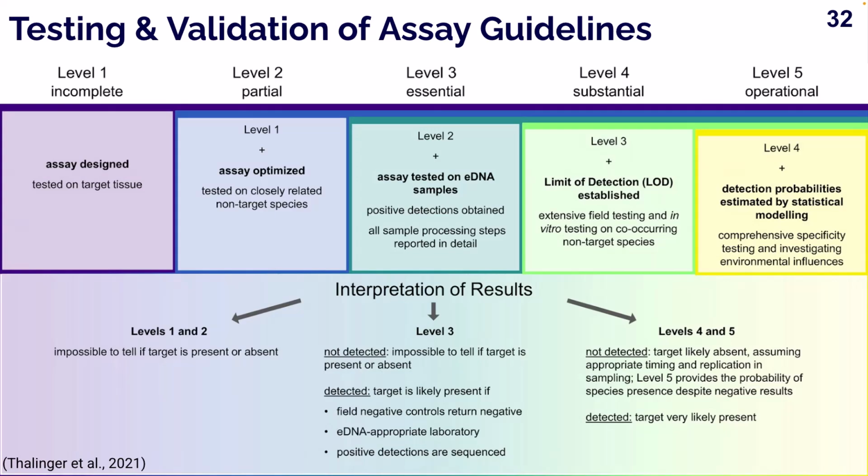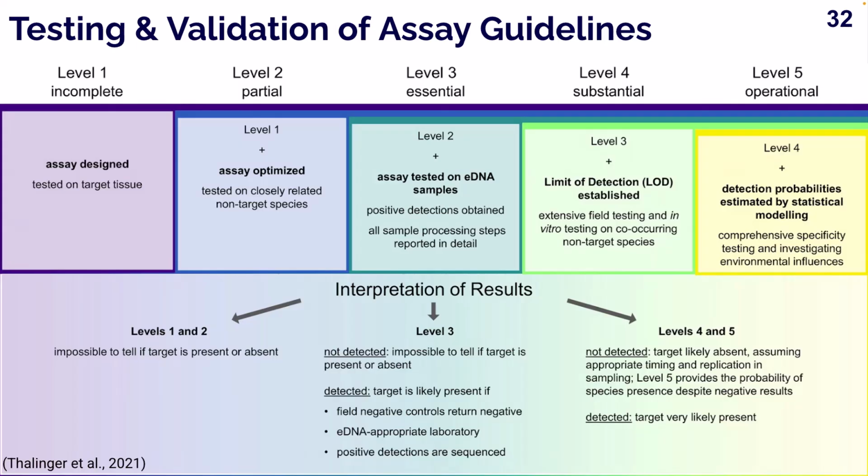Level 4, you're getting limited detection along with extensive field testing and in vitro testing on co-occurring non-target species. And level 5, having the detection probabilities estimated by statistical modeling. And in order to fulfill each level, you have to fulfill the level before. Our goal with our validation is to hopefully get a level 3 assay, possibly higher.